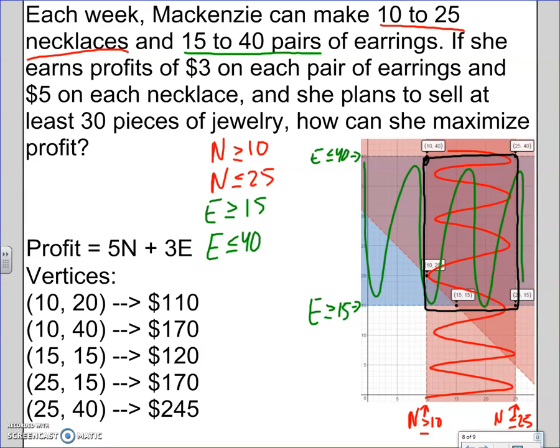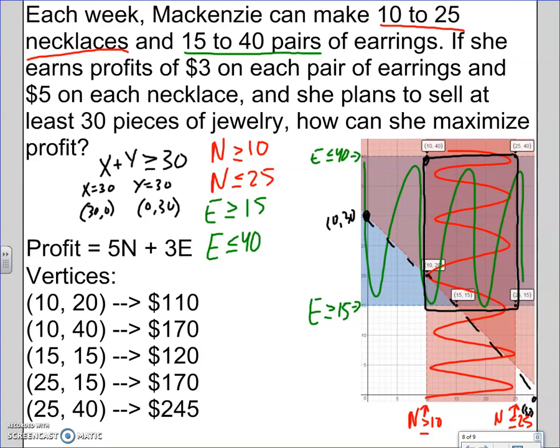Then we have another equation. She must sell at least 30 pieces of jewelry. So I'll say x plus y has to be greater than or equal to 30. If I do the cover-up method there, I get x equals 30, y equals 30. So those are the points 30, 0, and 0, 30. Now, one's off screen, but here's 0, 30. And off screen over here somewhere, I'll say is 30, 0. You can see it's connected, dotted.